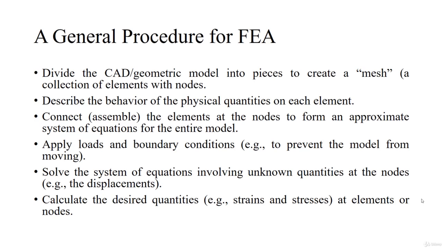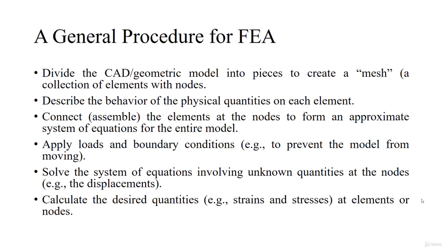So what happens when you take the geometric model, you need to divide this particular geometric model into different numbers of nodes and elements. This particular process of converting the geometric model to the finite element model is known as meshing. So mesh is nothing but a collection of elements with nodes. Then once we have done converting this CAD geometry into a mesh, we need to describe the behavior of the physical quantities of each element.